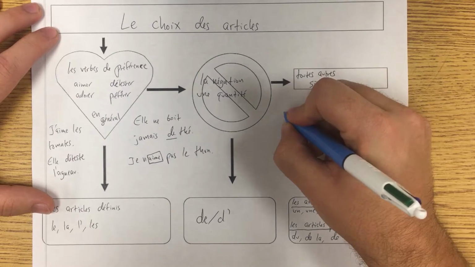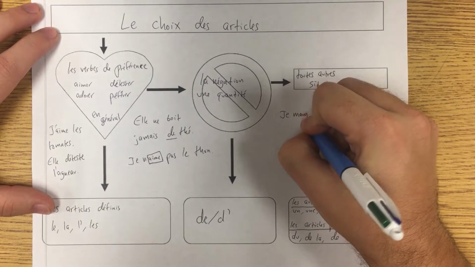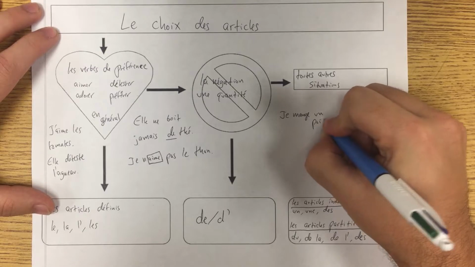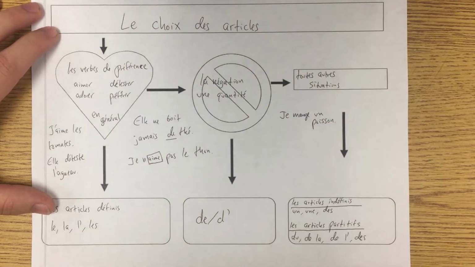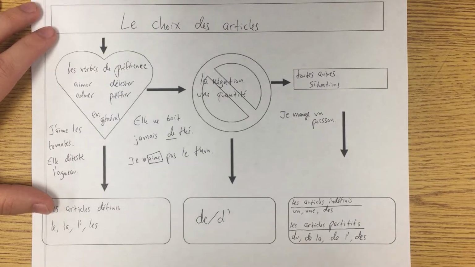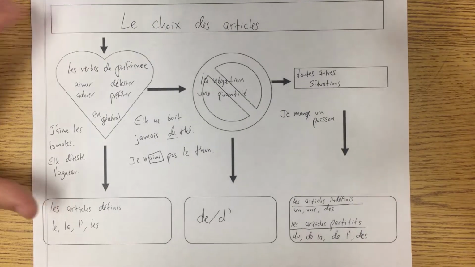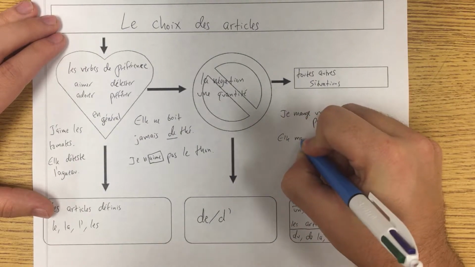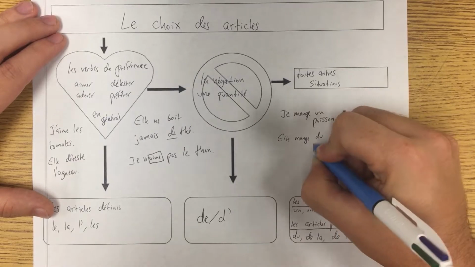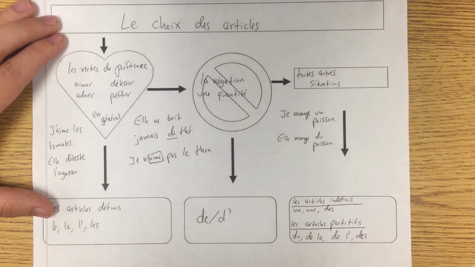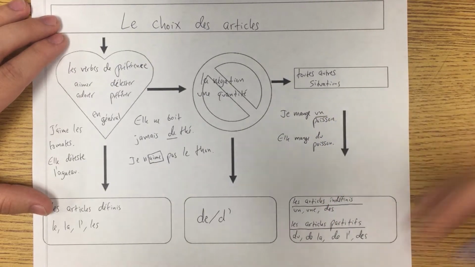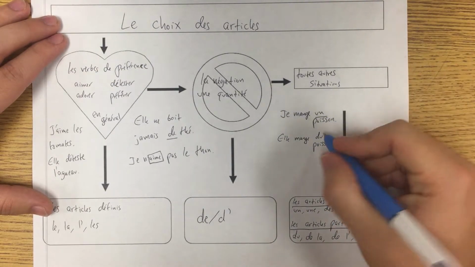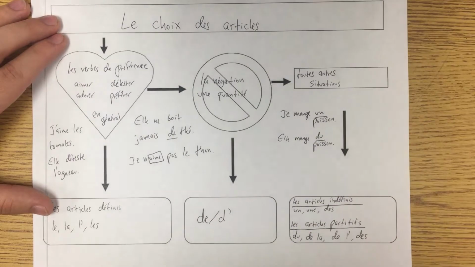Okay, so again, if you look at je mange un poisson. Je mange un poisson. I am eating a fish. We say un poisson, it's complete, it's a whole fish. Je mange un poisson. But if we wanted to say elle mange du poisson. She's eating some fish, some of a fish. Elle mange du poisson. So again, un poisson, a fish, an entire, a whole fish. Du poisson would be some fish.